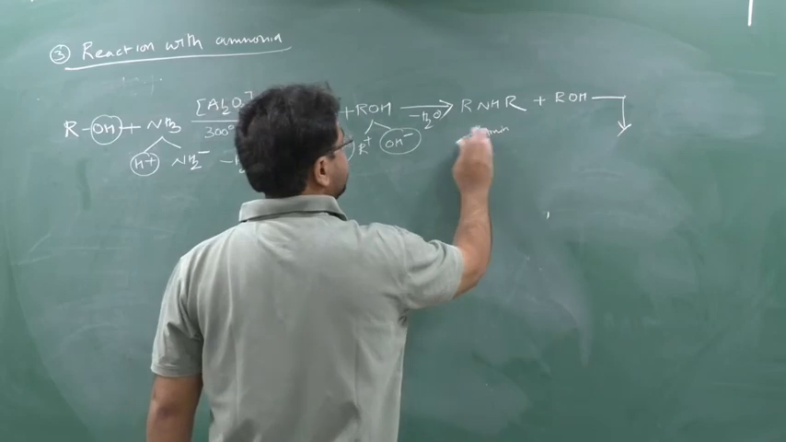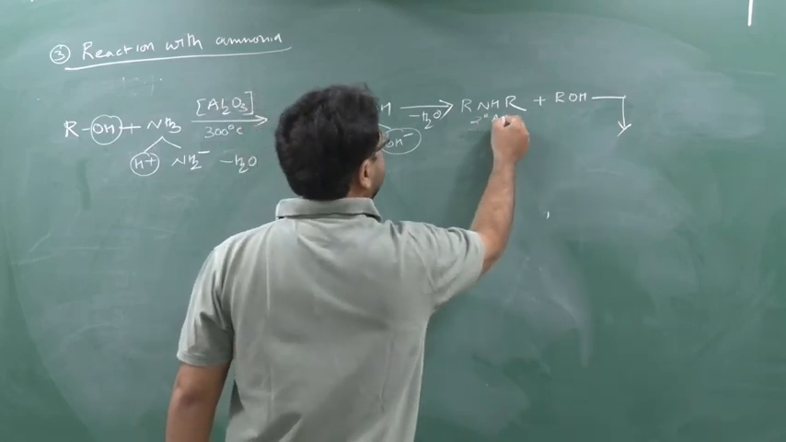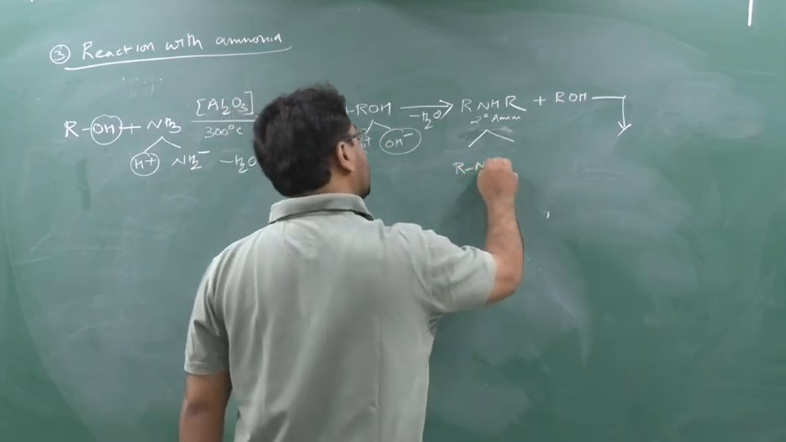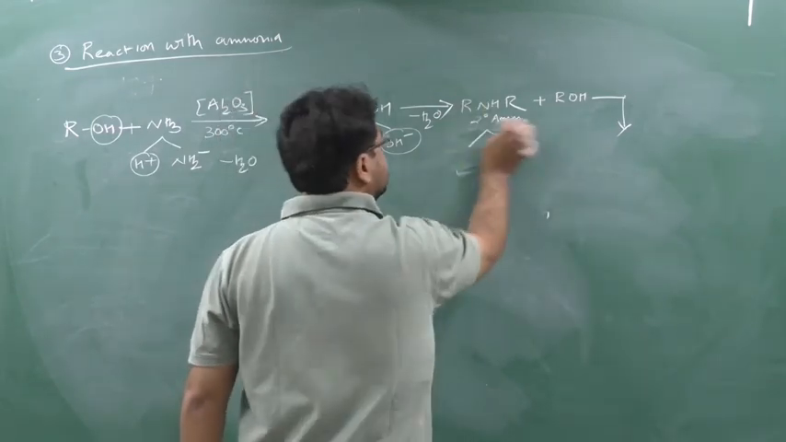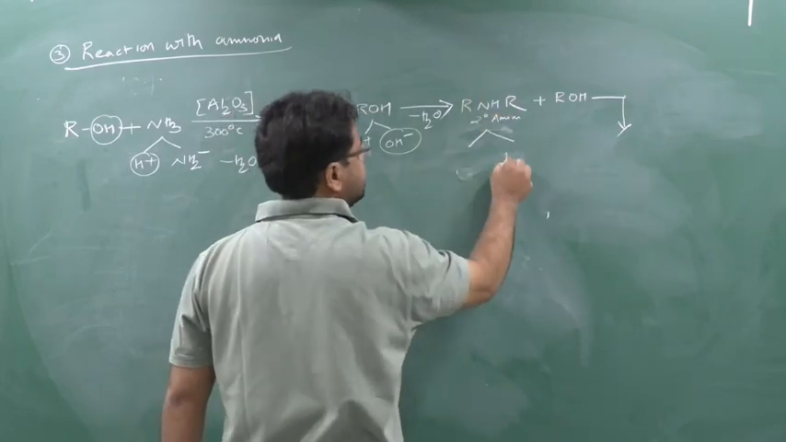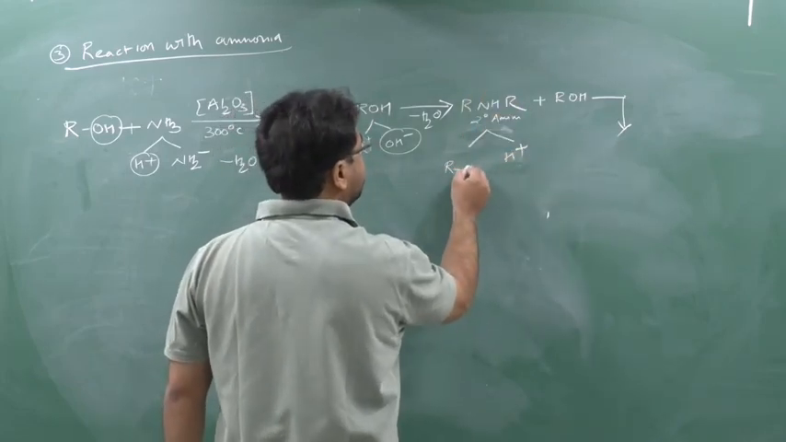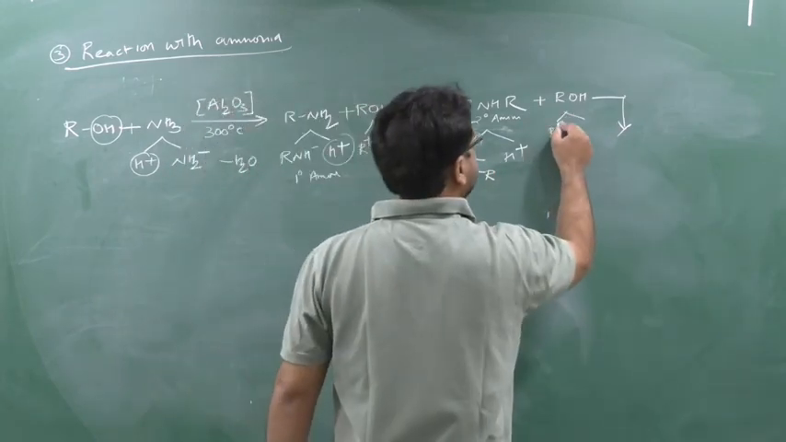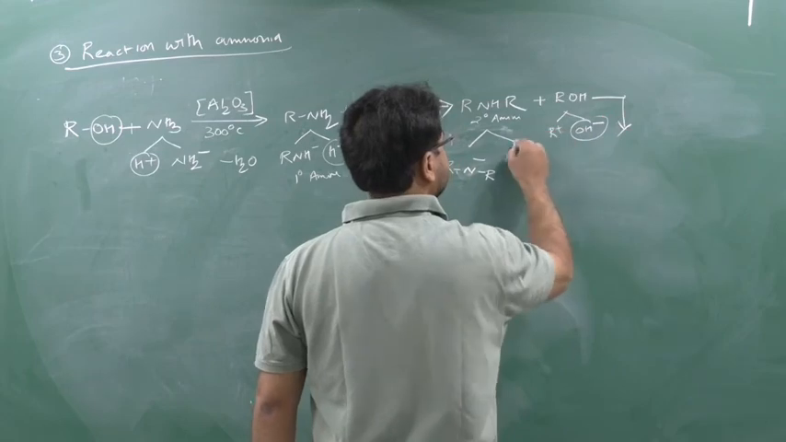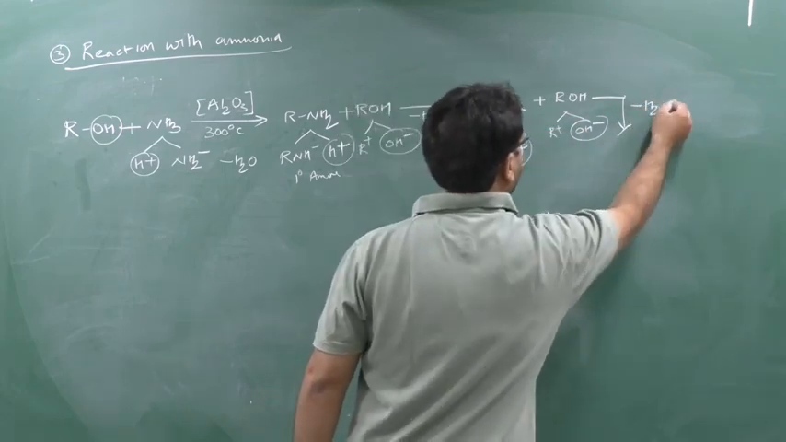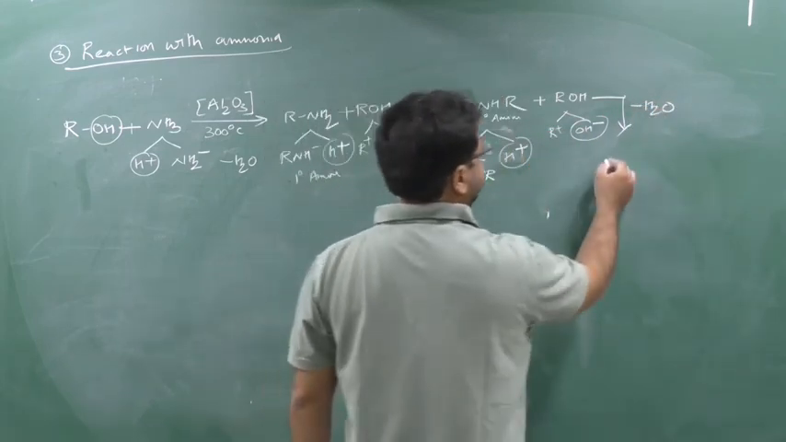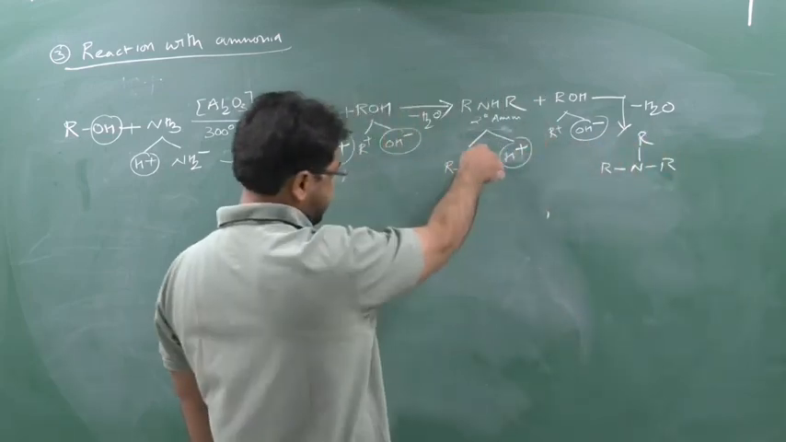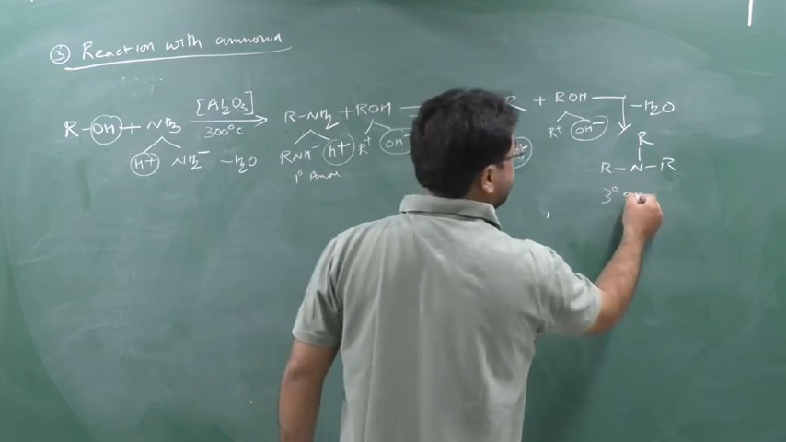Now again I will split this 2 degree amine. How will I split this? RNR, and from here one H will be removed as H plus. So what will be remaining? Remaining will be RNR minus. Here R plus and OH minus. So this OH minus and this H plus will form H2O. Here R plus will react with this N, so RNR and again one R, because R plus and N minus. So this is nothing but a 3 degree amine.